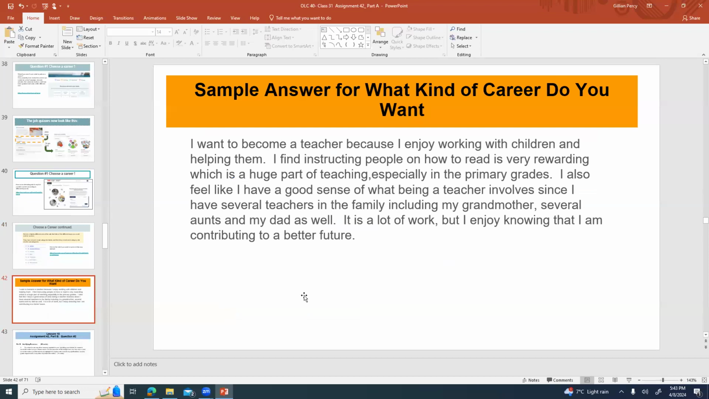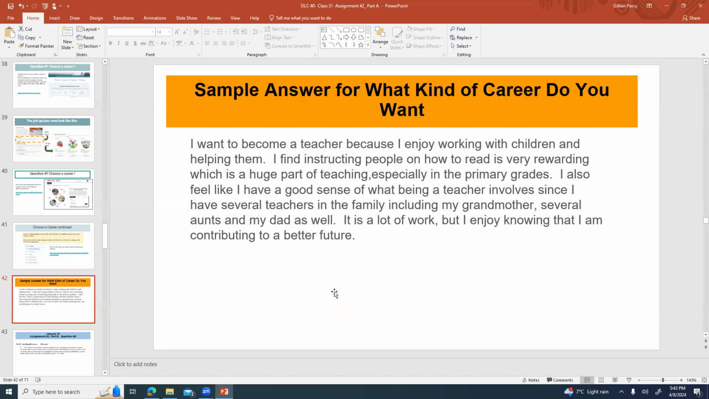So here is a sample answer for what kind of career do I want? I want to become a teacher because I enjoy working with children and helping them. I find instructing people on how to read is very rewarding, which is a huge part of teaching, especially in the primary grades. I also feel like I have a good sense of what being a teacher involves, since I have several teachers in the family, including my grandmother, several aunts, and my dad as well. It is a lot of work, but I enjoy knowing that I am contributing to a better future.